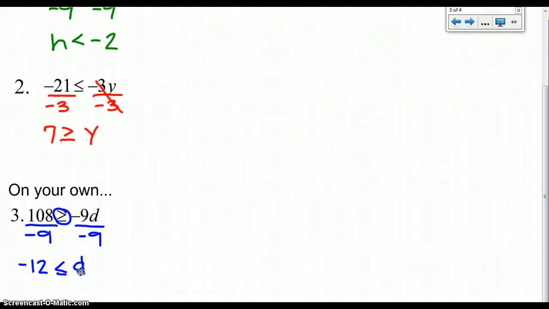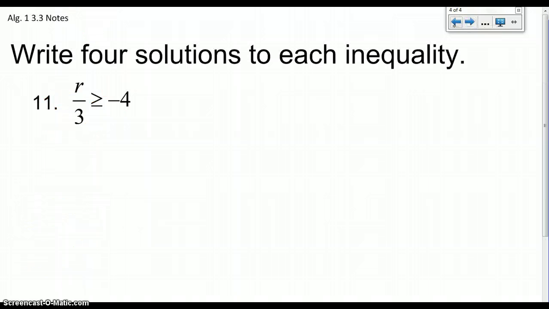If you guys don't quite understand this, we will work on it in class, so don't fret, but hopefully you guys understand it. We're going to move on to the last one, number 11. Sorry the numbers are all mixed up, but it'll work out. So for number 11, write 4 solutions to each inequality. So we just need to pick 4 numbers that we could put in for r to make this statement true.